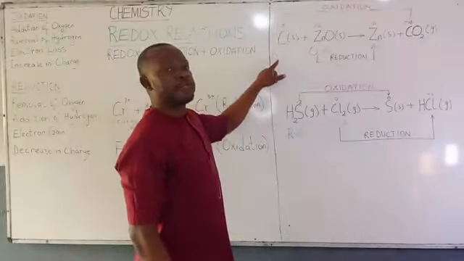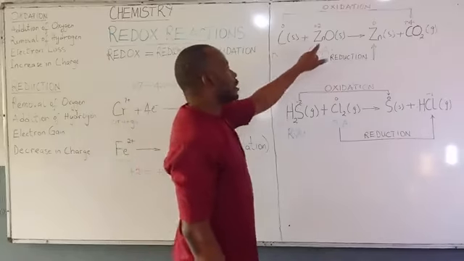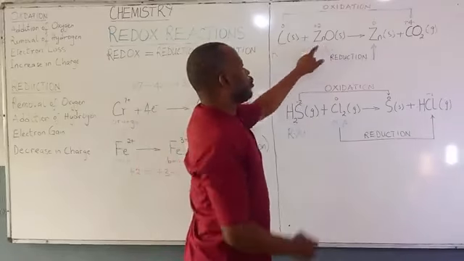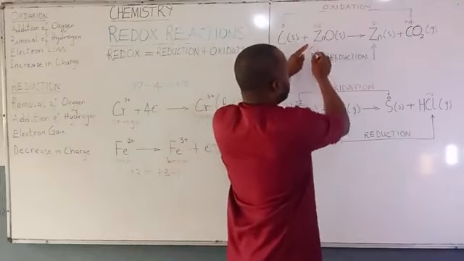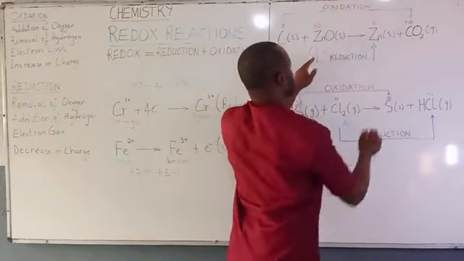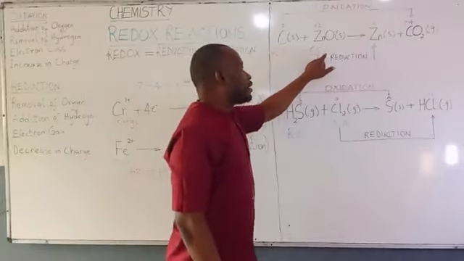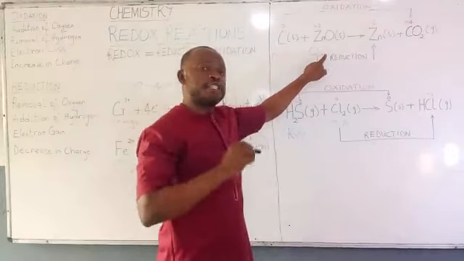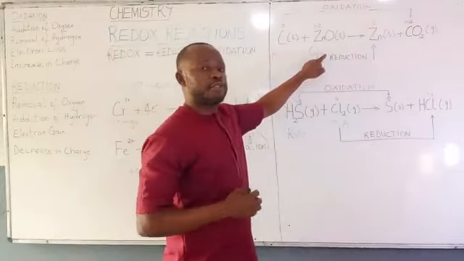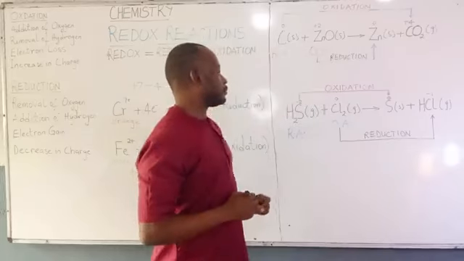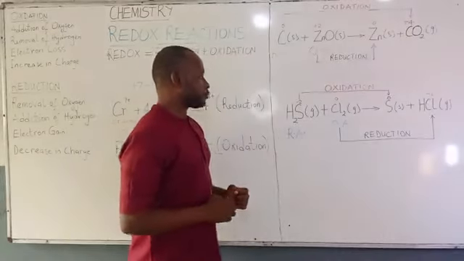Do you understand? What about the zinc atom here in this compound, which has undergone reduction? What is it going to be called? It's going to be called an oxidizing agent. Remember, oxidizing agents become reduced, while reducing agents become oxidized. Let's check the second equation.